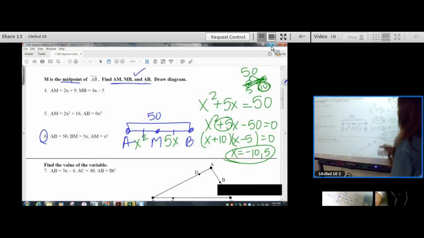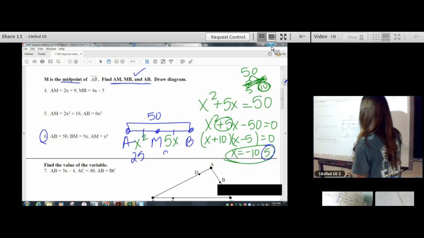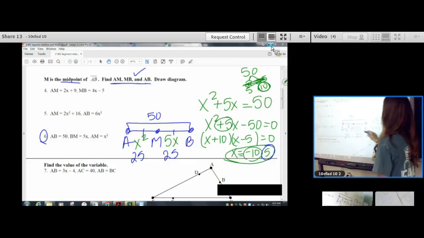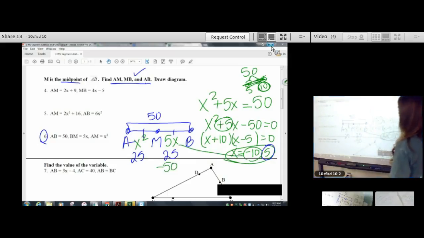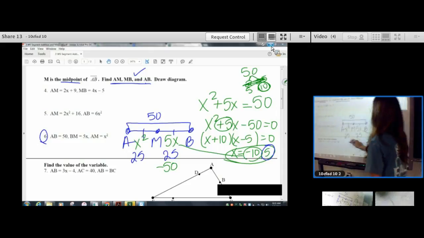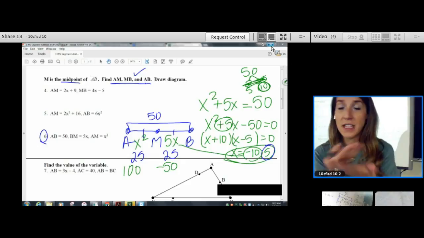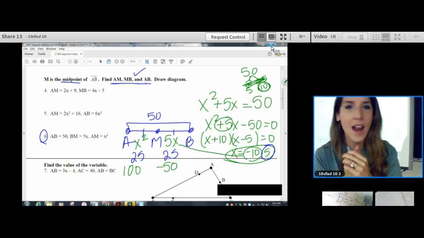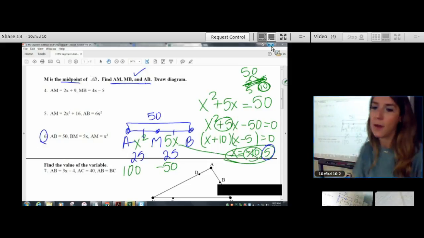If I plug 5 in, I'm good. 5 squared, 25. 5 times 5, 25. But if I plug negative 10 in, 5 times negative 10, oh no, that's negative 50, and that's 100. Now, do you agree that 100 plus negative 50 is 50? Yes, I can get a 50 out of that, but you cannot have a negative segment. So you actually throw that one out.